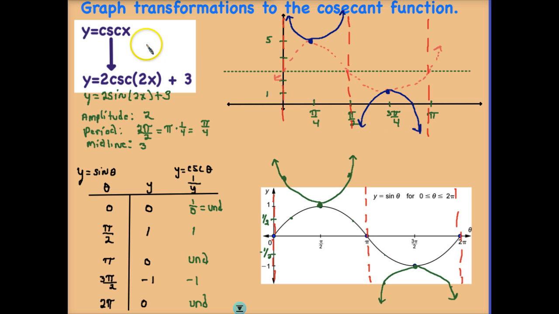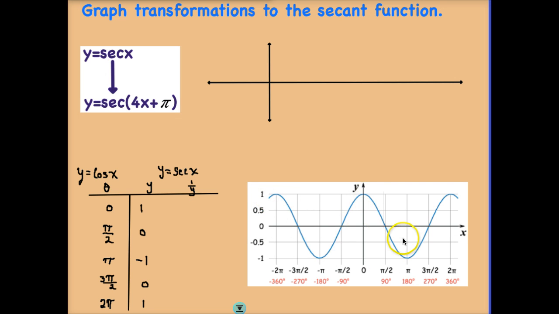Let's try one with a cosine, and let's sketch a secant graph. Here's a typical cosine graph. Let's look at our key points. When we have a value of 0, we know that cosine is 1. The reciprocal of that is still 1. Obviously, anywhere we have 0, we're going to end up with an undefined value. The reciprocal of negative 1 over 1 is still 1 over negative 1, so that's negative 1. And then we have undefined, and then we have 1.